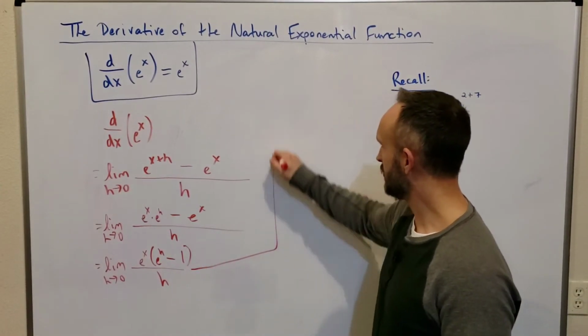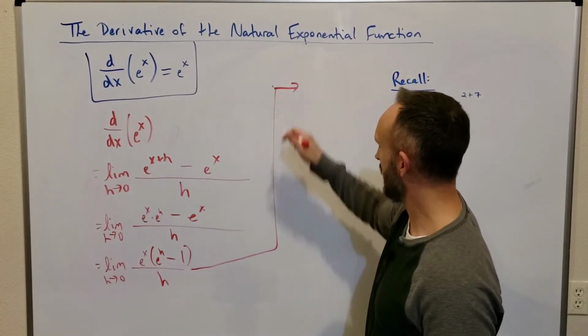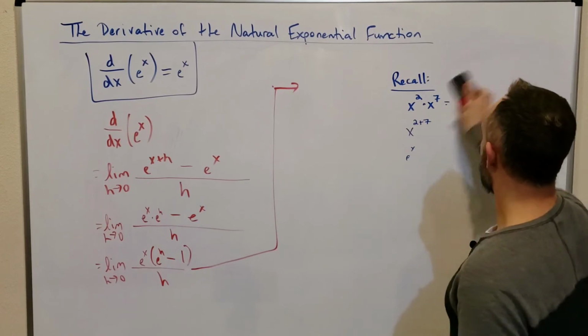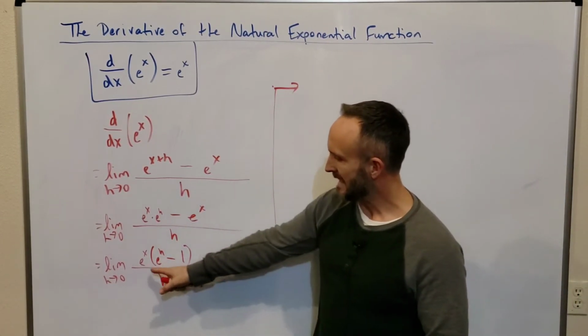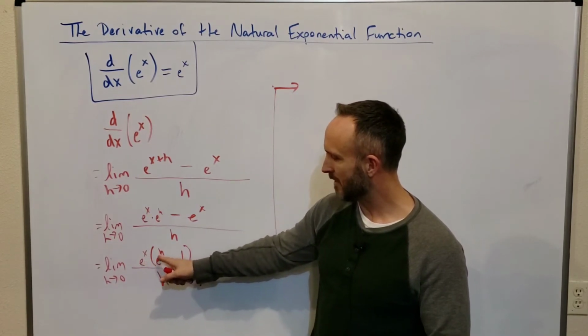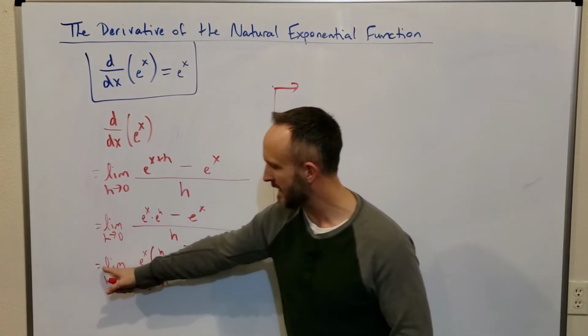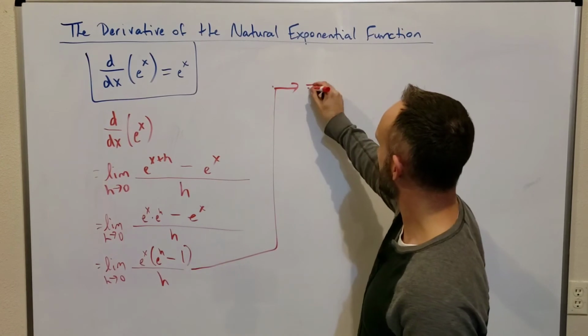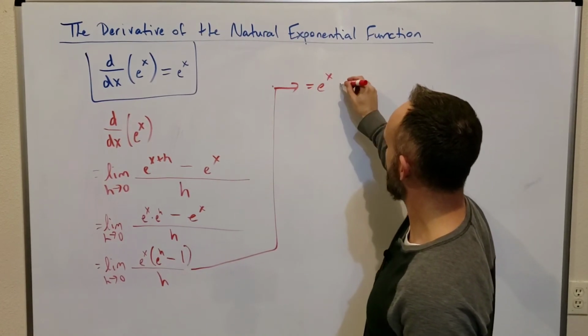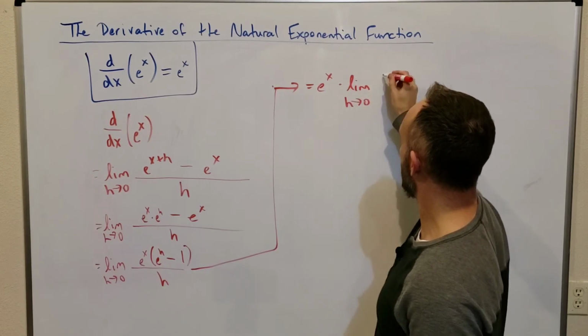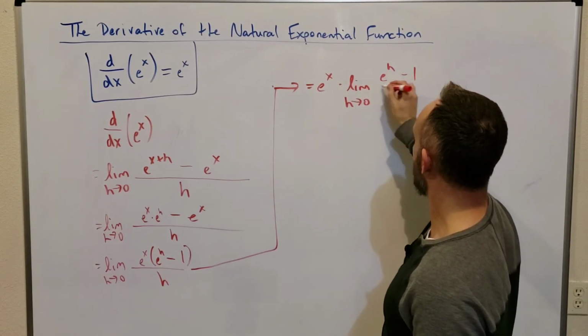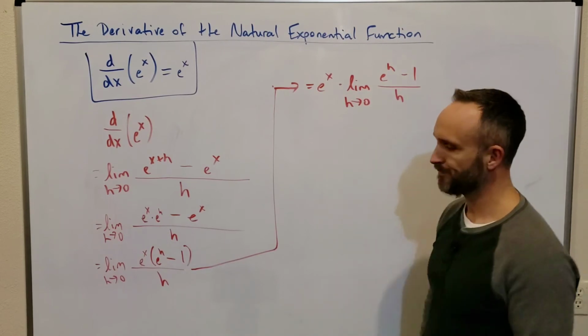Now, just so I make sure not to go out of view of the camera here, let's come up here and finish this off. Now, e to the x is independent of h. So what I can do is pull my e to the x out to the front of this limit. So this is e to the x times the limit as h goes to 0 of e to the h minus 1 over h.